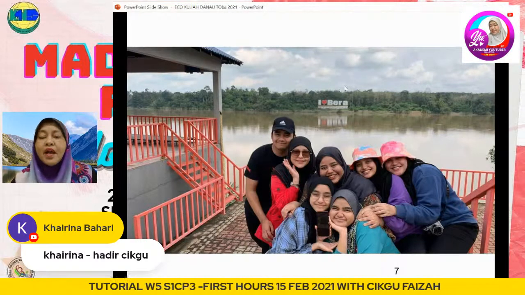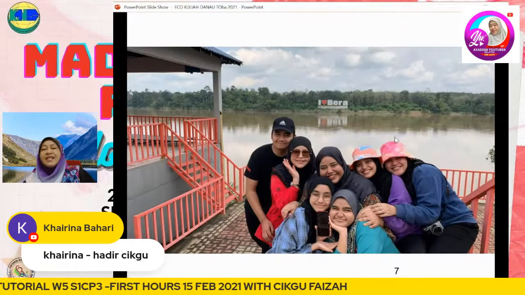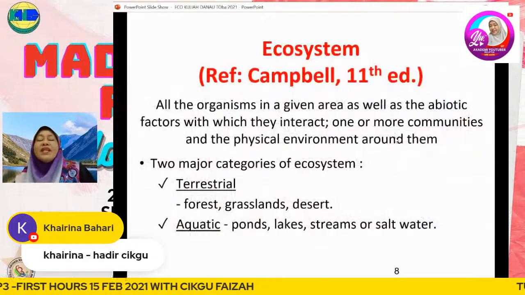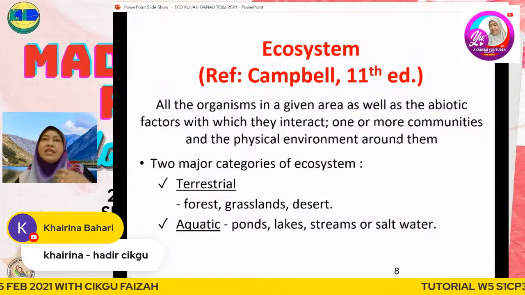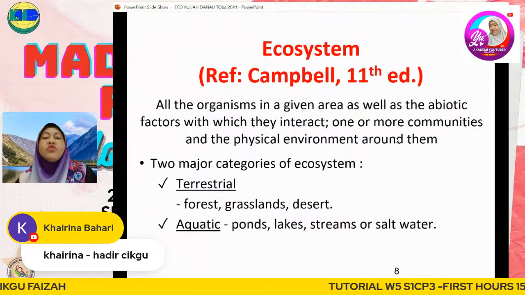I love Bera. Okay, Tasik Bera. Okay, so what is Tasik Bera nanti, right? Okay, so you all tengok kat sini.